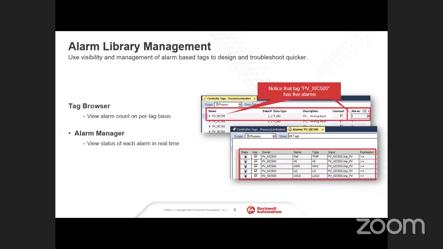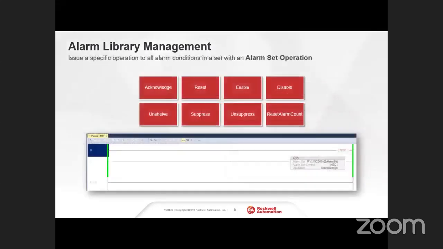In addition to the library management of that, you also have this new operation, the ASO, your alarm set operation. So now I can actually issue a specific operation to all alarm conditions in a set. Examples here: acknowledge, unshelve, reset, suppress, unsuppress. And I have an example here where I have that actually in a rung in my code. So ASO, the new alarm set operation in version 32 for tag-based alarms.